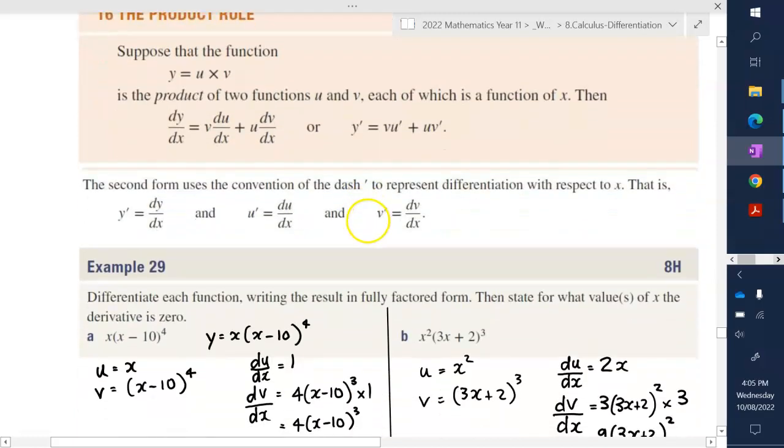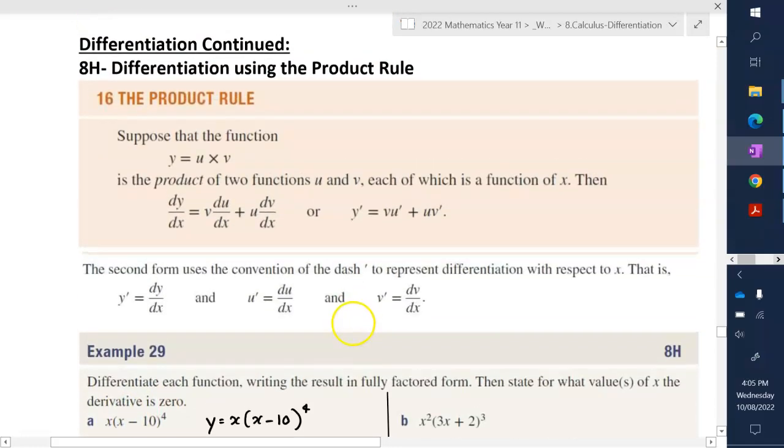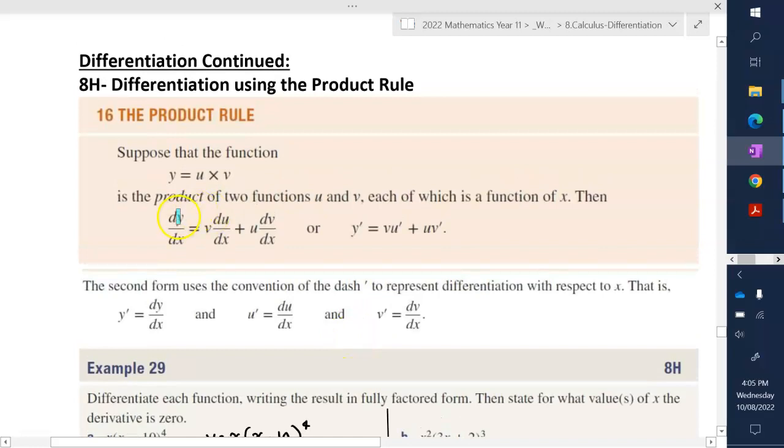For example, if this is our function here, x times (x minus 10) to the power of 4, one of those function parts is x and the other one is (x minus 10) to the 4. We don't have another rule to differentiate that, so we're going to use this rule called the product rule. This is the rule here. I'm going to highlight it in blue. This is given to you on your HSC formula sheet, so you do not need to memorize it.